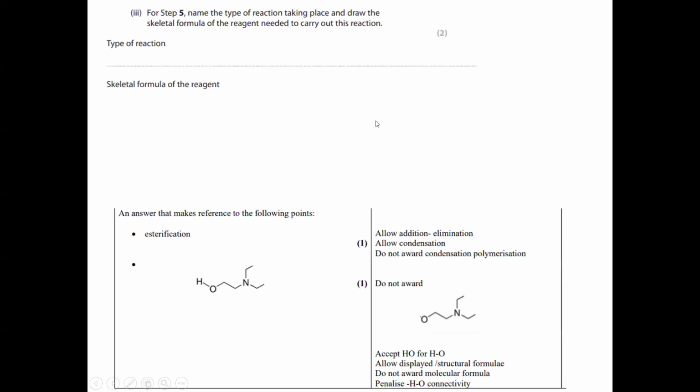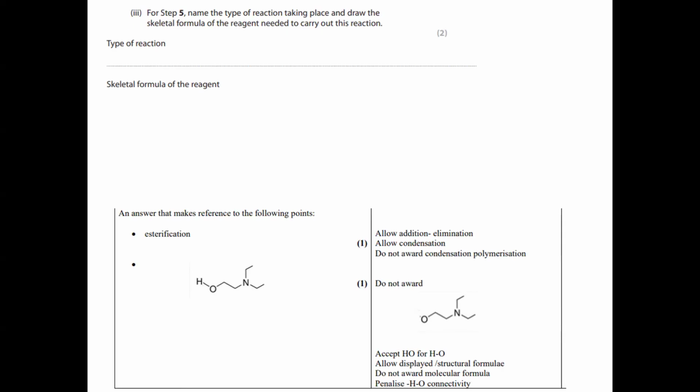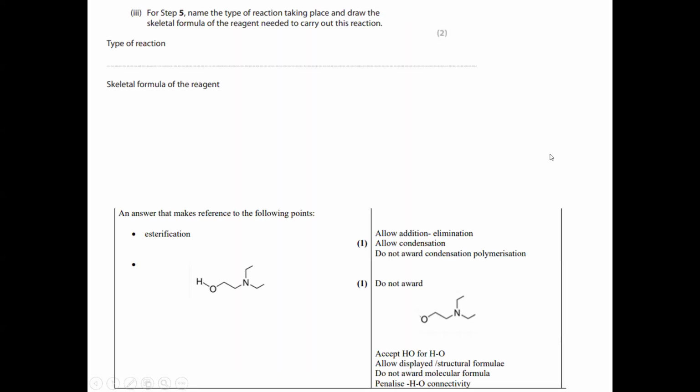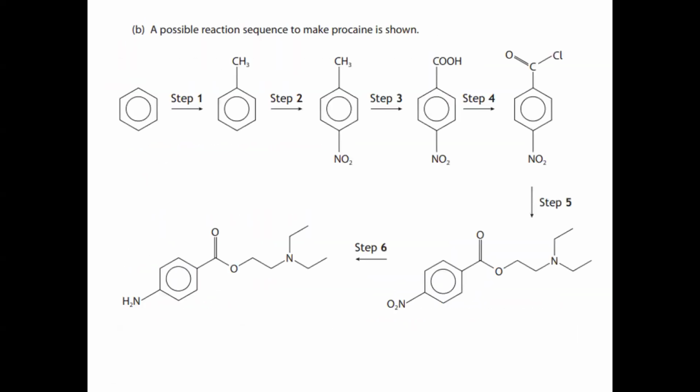Right. If you go for this part 3, for step 5, yeah, we did the mechanism. For step 5, name the type of reaction taking place and draw the skeletal formula of the reagent needed to carry out this reaction. Step 5 is this one. Okay. So here an acid halide reacts with an alcohol. So when an acid halide reacts with alcohol, we know that it's an esterification reaction. We just discussed it. It's an esterification reaction. And if I go back here, how this esterification is formed.